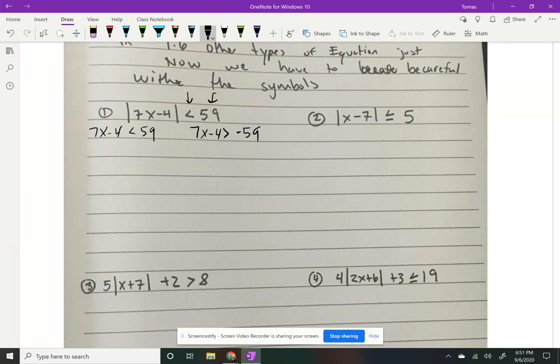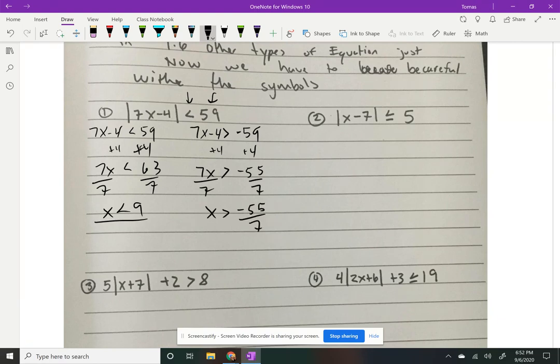So we do the same process. Add 4, add 4, divide by 7, divide by 7. So we get one part. Add 4, add 4, divide by 7, divide by 7.